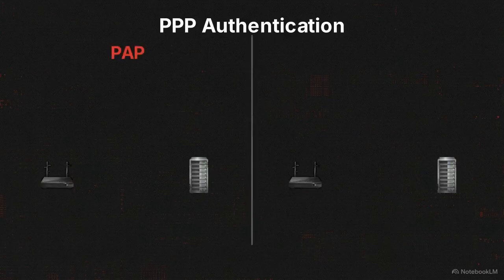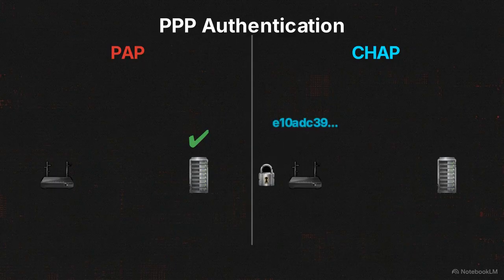This diagram illustrates the 2 ways PPP verifies a connection. On the left, PAP, the Password Authentication Protocol, uses a weak 2-way handshake that transmits the password in vulnerable cleartext. On the right, CHAP, the Challenge Handshake Authentication Protocol, uses a secure 3-way exchange. It verifies identity using a randomized challenge and an MD5 hash, which is a cryptographic fingerprint, meaning the actual password never travels across the wire.